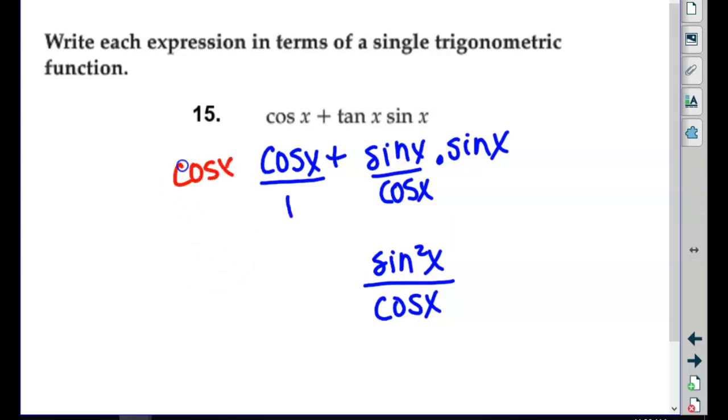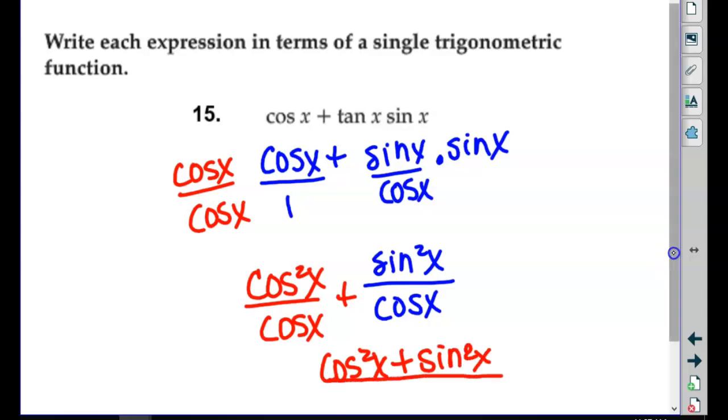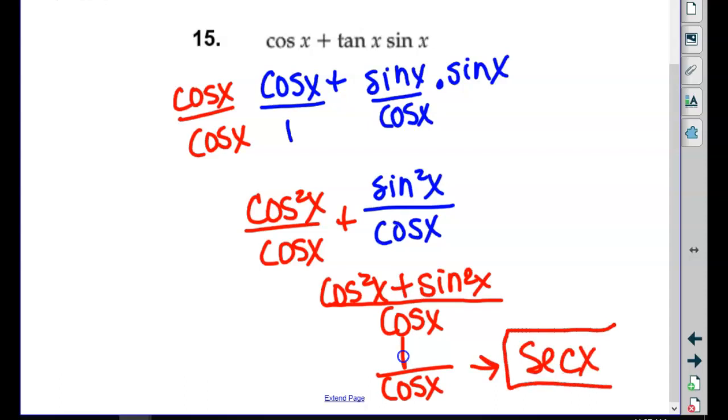Multiply it by cosine over cosine so that we have what? Cosine squared over cosine, because now we have a common denominator. We end up with a cosine squared plus a sine squared all over the common denominator of cosine, and cosine squared plus sine squared is 1. We still have 1 over cosine, which is a secant. That was so much simpler.